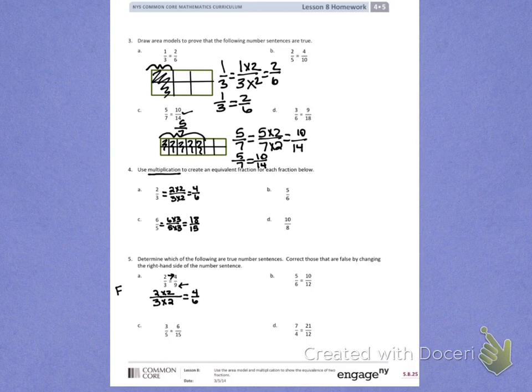So I'm going to write false. And then I'm going to change my right-hand side of the number sentence. I'm going to just actually write the full sentence out. 2/3 actually equals 4/6.